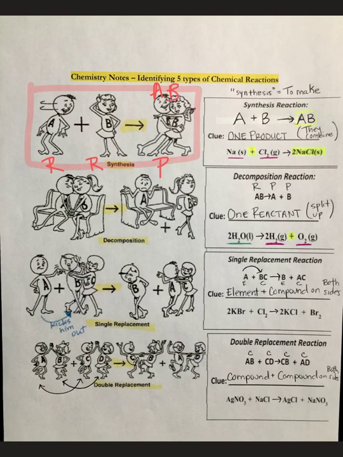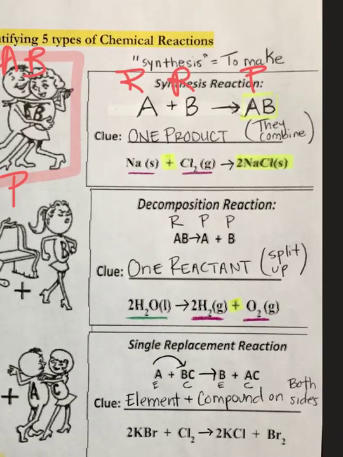Okay, so synthesis means to make. In biology, you've heard of photosynthesis. Use the light energy. There's also chemosynthesis, and you would use the chemicals for energy. So synthesis means to make. You're going to be making a product. Okay, so you had 2 reactants, and then they came together for one product. So the clue is that you have one product, and they combine.